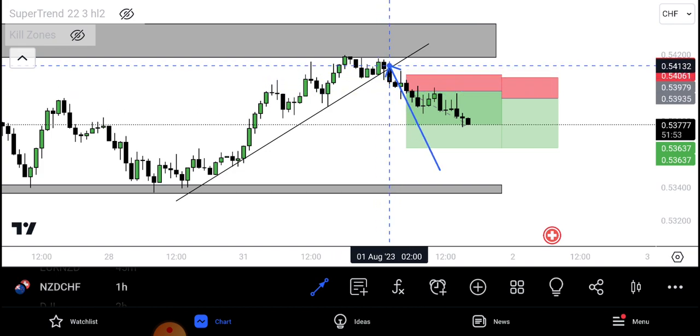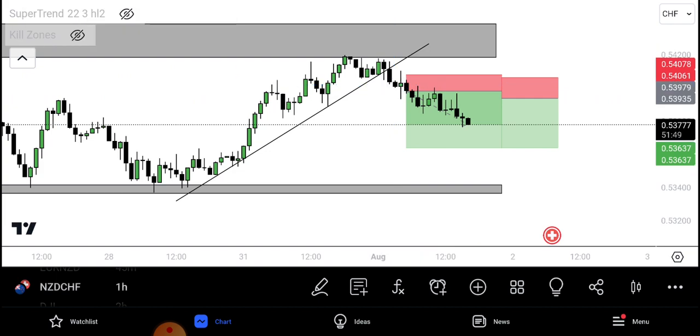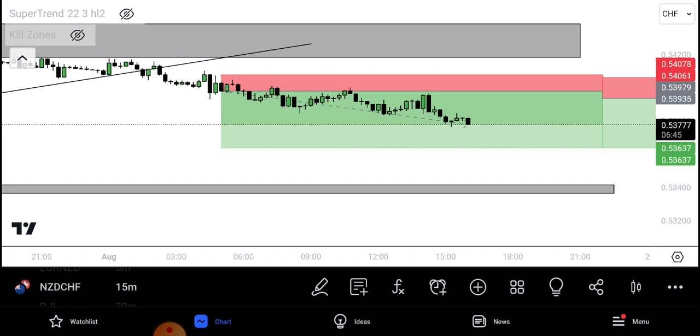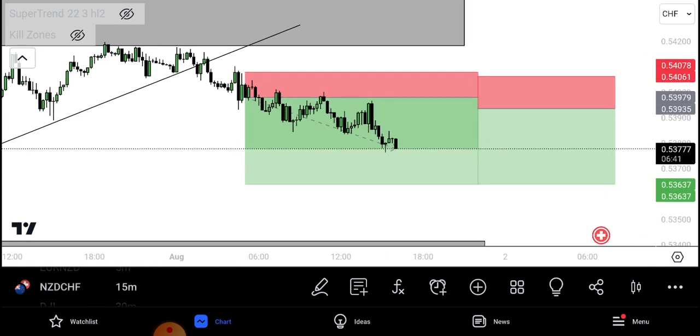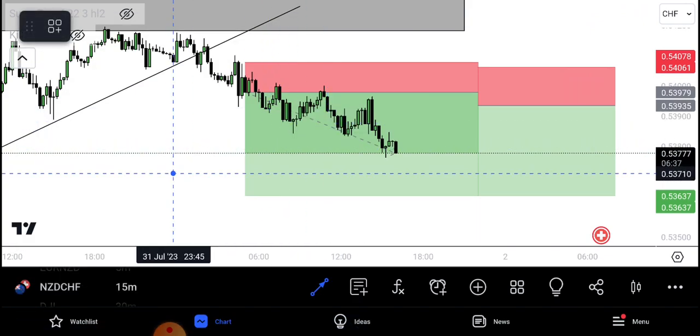So the moment price broke below the trend line, I simply dived down to my 15 minutes time frame, right? And when I dived down to my 15 minutes time frame, I waited for my London session open to take the trade. So let me show you how that happened, right?